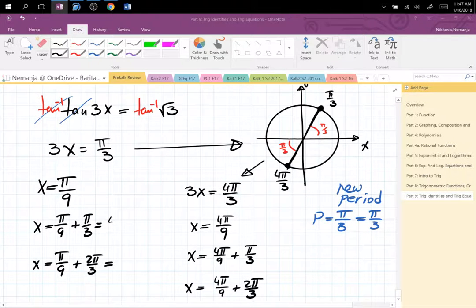So this is 4 pi over 3 over here, 4 pi over 9 times 3, 7 pi over 9. Then we have over here 4 pi over 9, and then pi, so that's times 3, 7 pi over 9, and 4 pi, so that's times 3, 13 pi over 9.